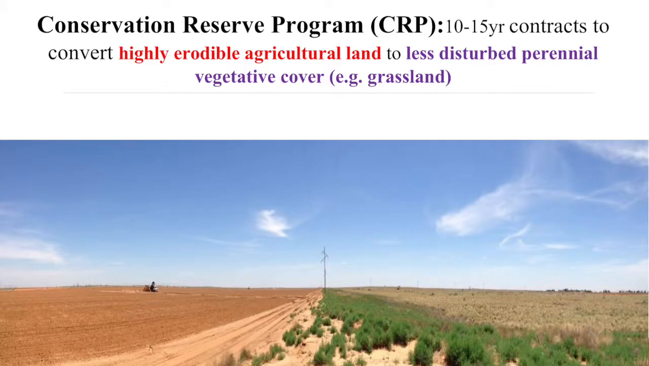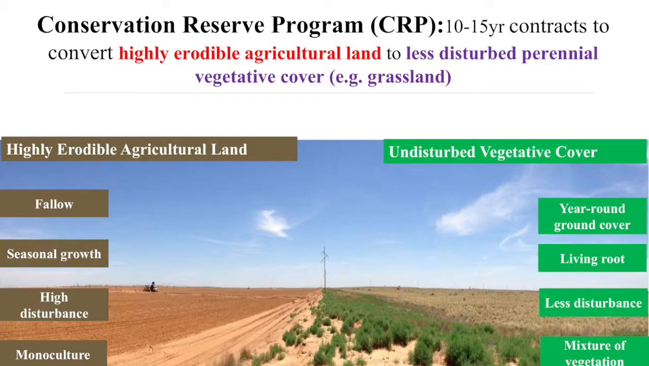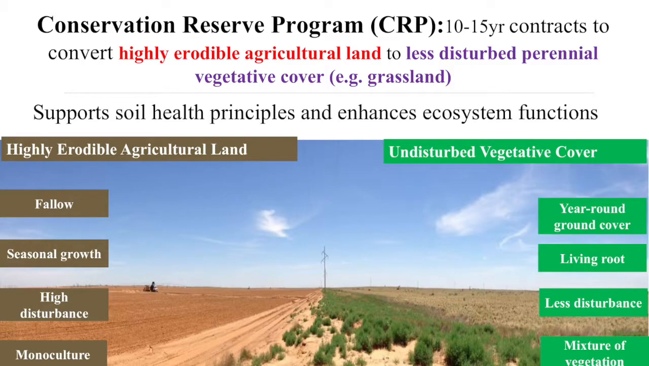The CRP is a 10 to 15 year contract between the farmers, producers, and the government, to convert highly erodible agricultural land to less disturbed perennial vegetative cover. In the Southern High Plains, it's grassland. The CRP meets all those soil health principles and enhances the ecosystem functions.